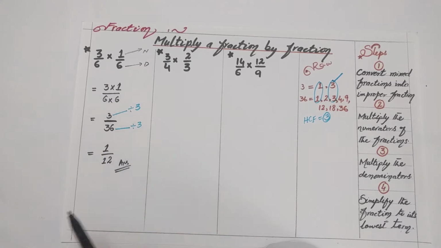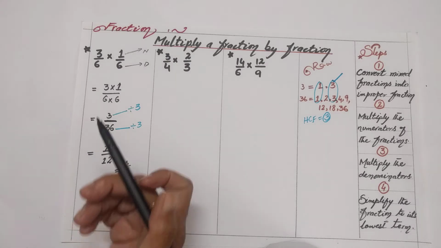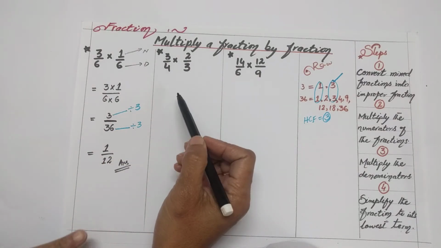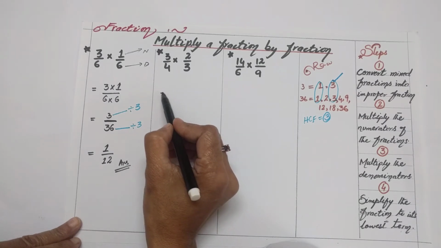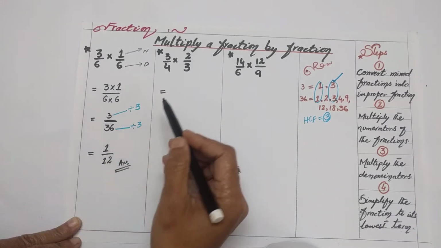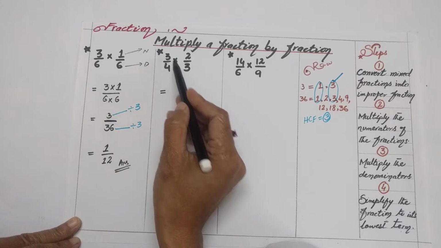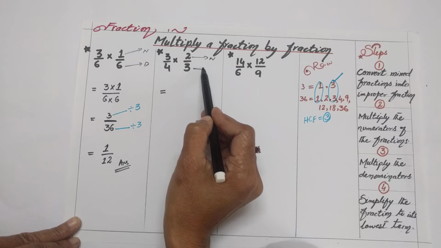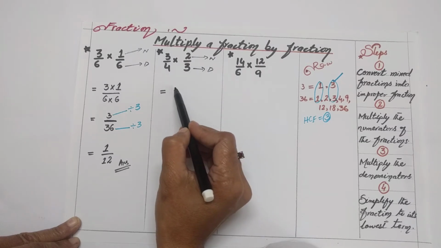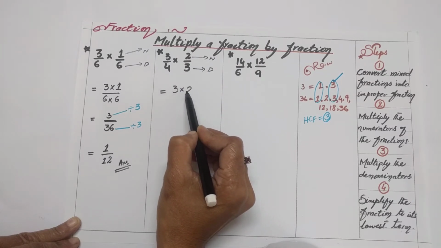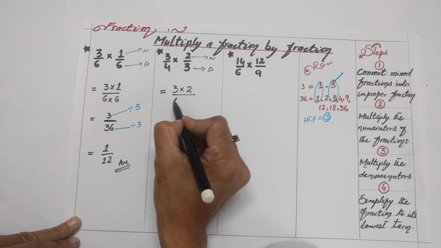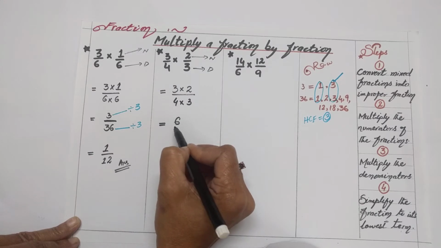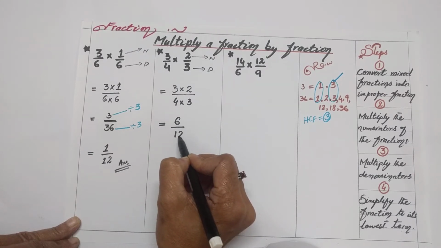Clear? Come to the second example. Second example is 3 by 4 multiplied by 2 by 3. Both are fractions. So multiply the numerator by the numerator and denominator by the denominator. What are the numerators? 3 and 2 are the numerators and 4 and 3 are the denominators. So 3 multiply by 2 and 4 multiply by 3. 3 twos are 6 and 4 threes are 12.